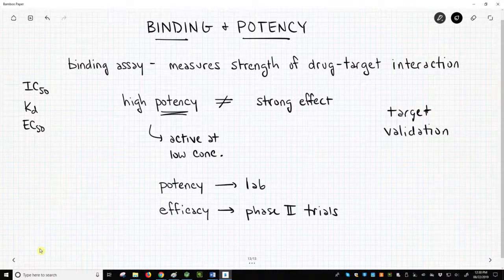The drug target binding assay is a vital tool for a successful drug development program. The assay allows the chemistry team to know which molecules have the highest potency.